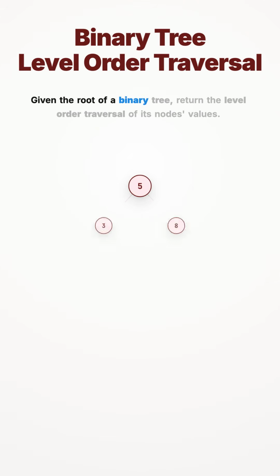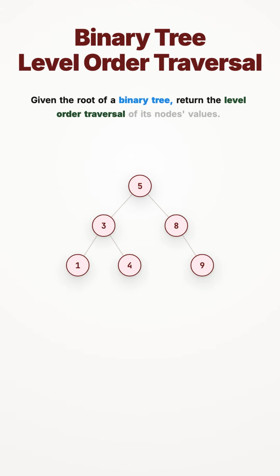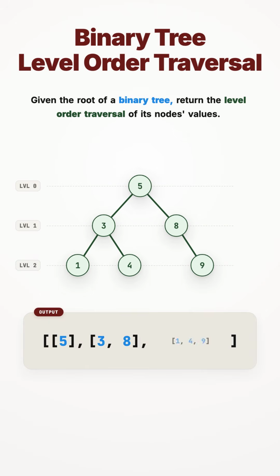Given the root of a binary tree, return the level order traversal of its nodes' values. Let's understand what that means with this example tree. At the first level, we have 5. At the second level, we have 3 and 8. At the third level, we have 1, 4, and 9. The goal is to group the nodes level by level, so the output becomes this list of lists.